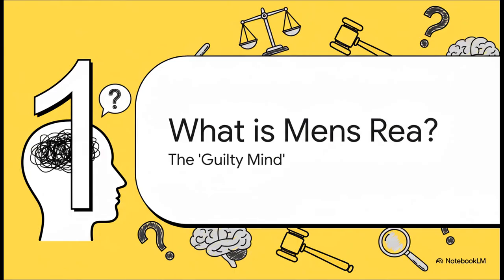Okay, let's start with the basics. Pretty much every crime is made up of two parts. You've got the actus reus, which is the guilty act, the physical thing you did, and then you have the mens rea, the guilty mind. And here's the key. For most crimes, you need both. You need the act and the guilty state of mind at the same time to be found guilty.